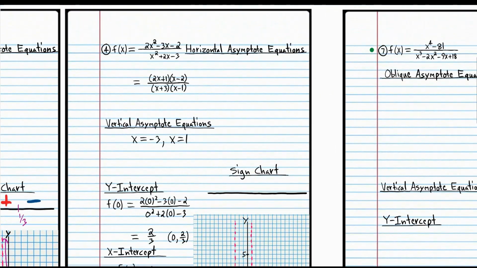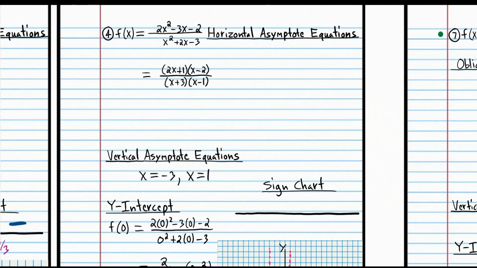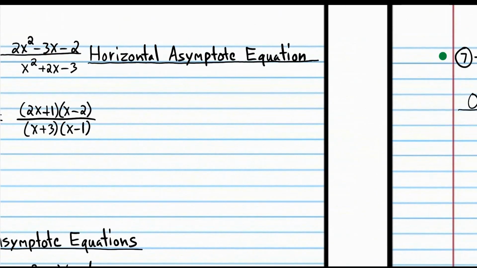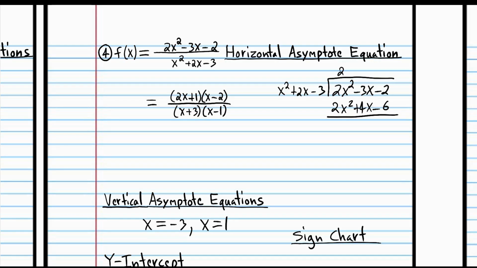Okay, so now let's find the horizontal asymptote. And this says plural, but obviously there's only going to be one in these problems. So in order to do this, we have to divide the numerator by the denominator in the unfactored form, and we get the following.